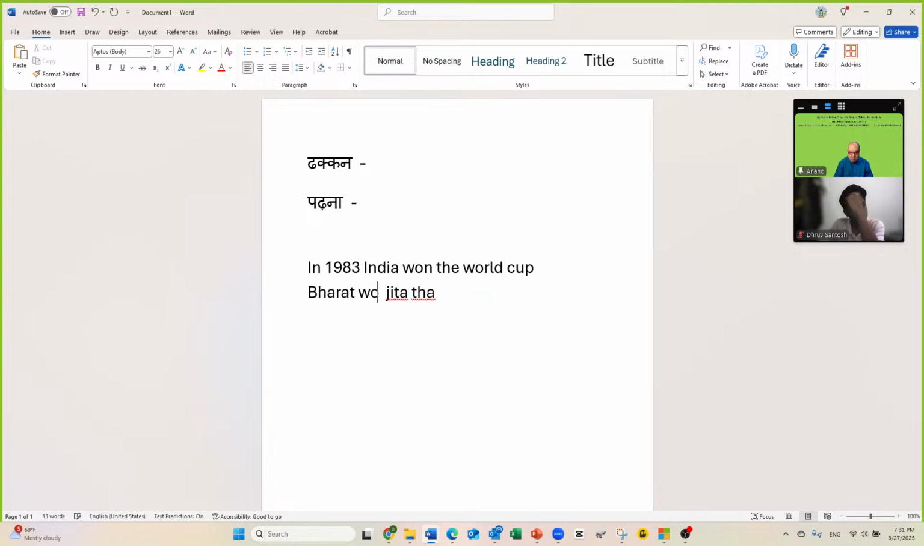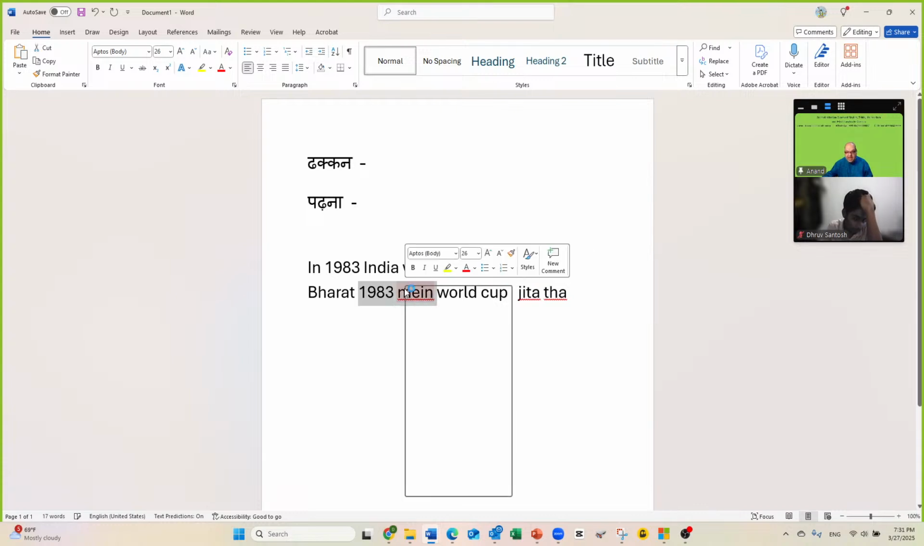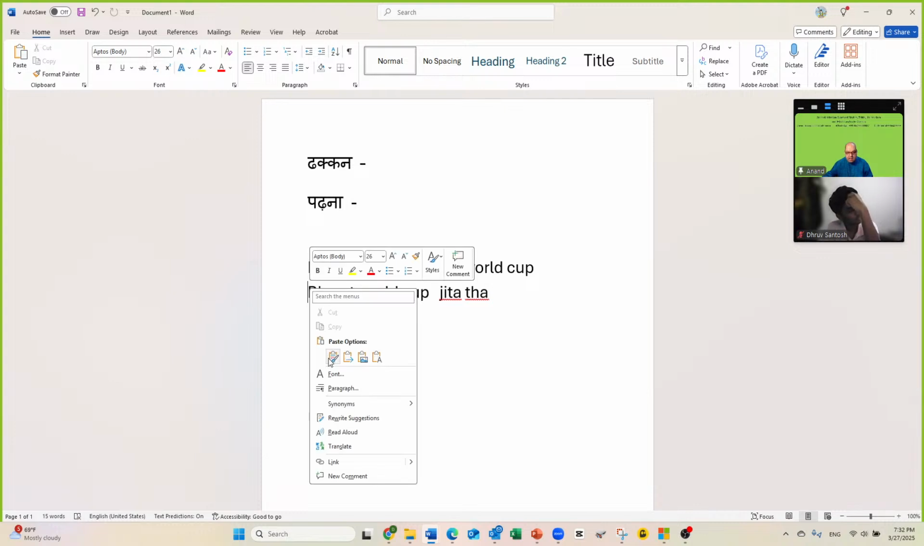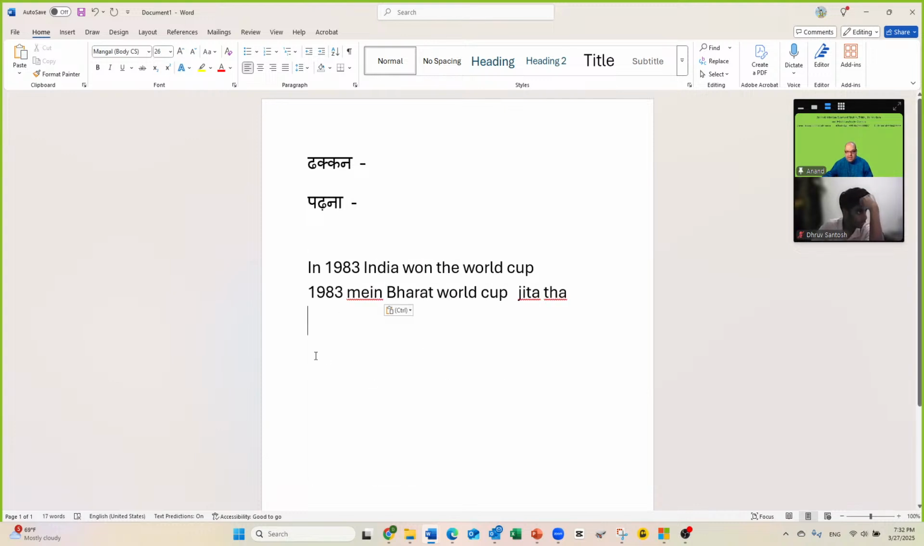World Cup, and then you have to say 1983. 1983 mein, which is in 1983, Bharat. And actually in Hindi, you have to say 1983 first. So you'll say: 1983 में भारत वर्ल्ड कप जीता था.